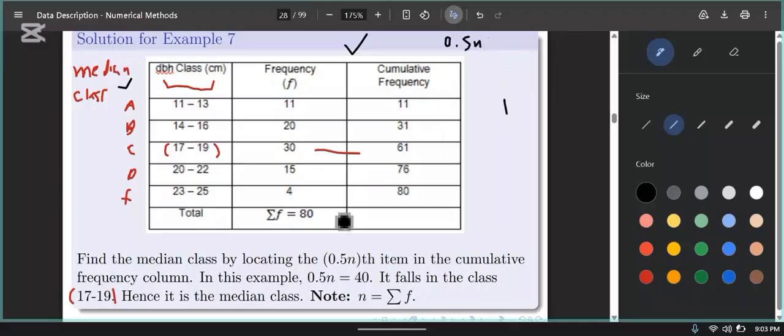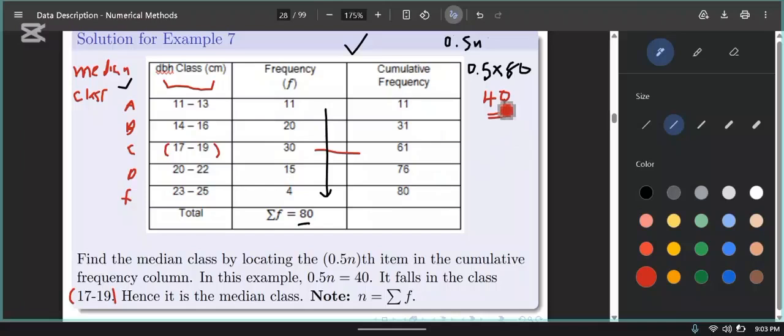So n is the total frequency, the total in here. Okay, so we say 0.5 times n is 80, and then we get 40. See that, we get 40.